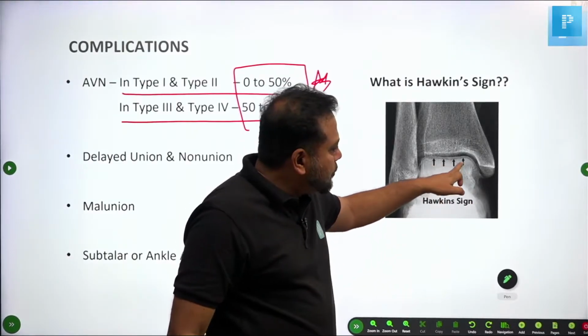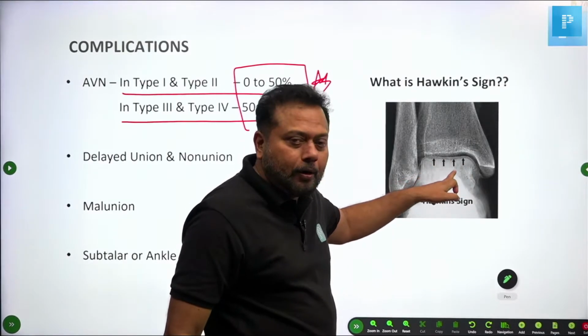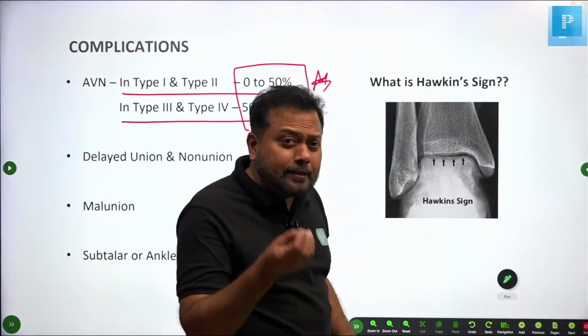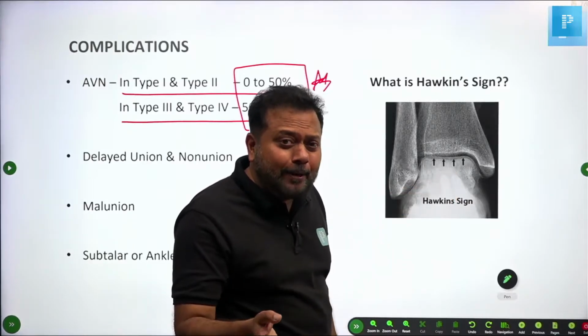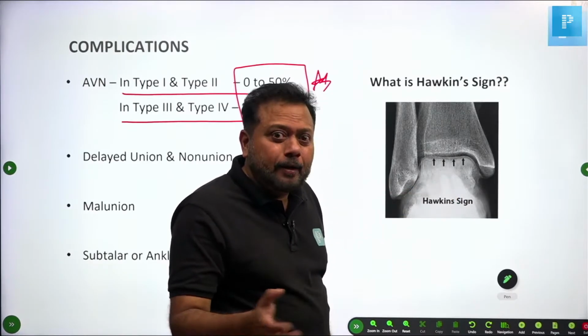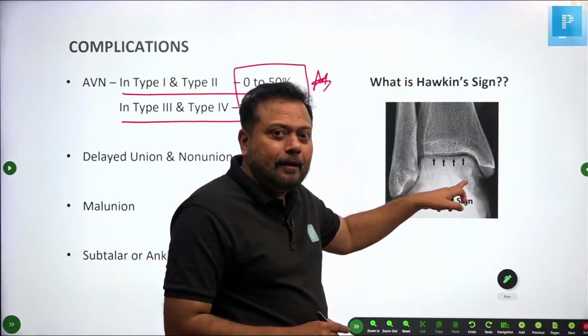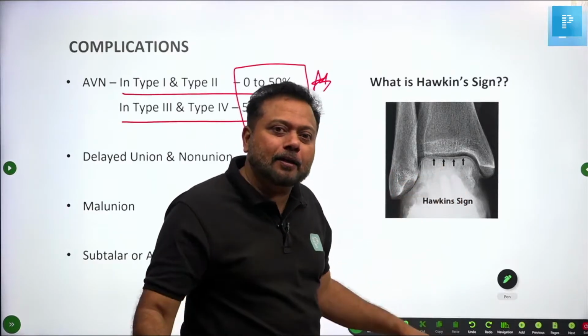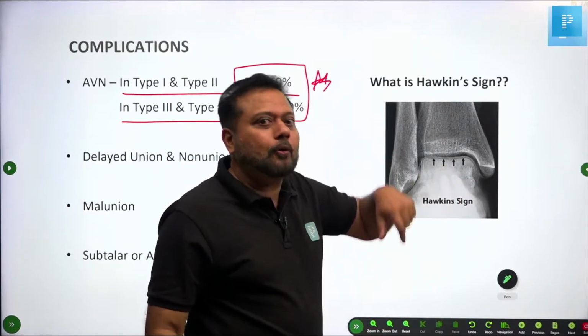When you see a translucent line in the subchondral area, it says the bone is metabolically active. That means bone is living. So when you see Hawkins sign, the chance of AVN is very less or nil. So it is a good prognostic indicator.